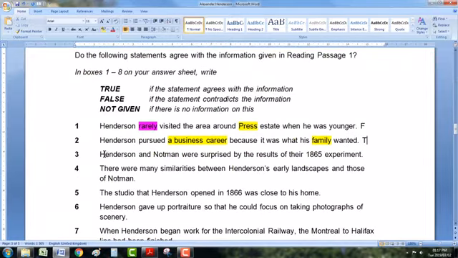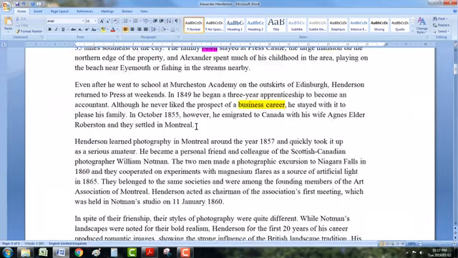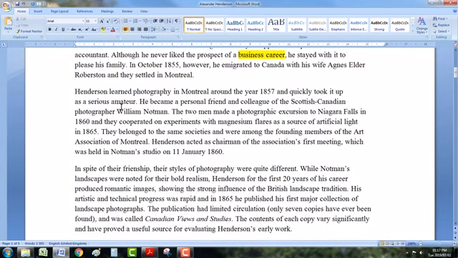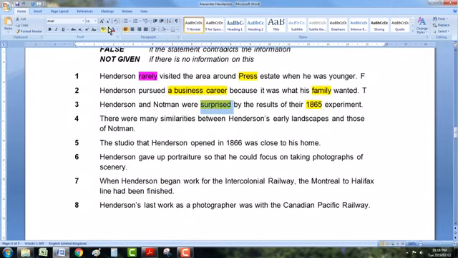Let's find Henderson and Notman. They were surprised by results of their 1865 experiment. First, Henderson and Notman, 1865, experiments. There's Notman. There's 1865. There's experiments. They cooperated on experiments with so on. Anything about surprised? I can't even see surprised over there. So surprised was the target language, but it's not there. So very clearly not given.